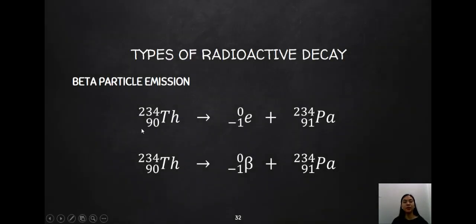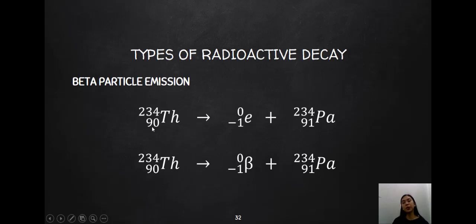This is an example. So, you have your thorium 234, again. Kanina uranium, ngayon thorium naman. Thorium 234 undergoing beta particle emission. So, ibig sabihin, may isang electron na ine-emit such that your electron actually has a mass number of 0 and a charge of negative 1. So, you just fill in the blanks. 234 is equal to 0 plus 234, or 234 plus 0 equals 234. And then dito, of course, 91 plus negative 1 equals 90.